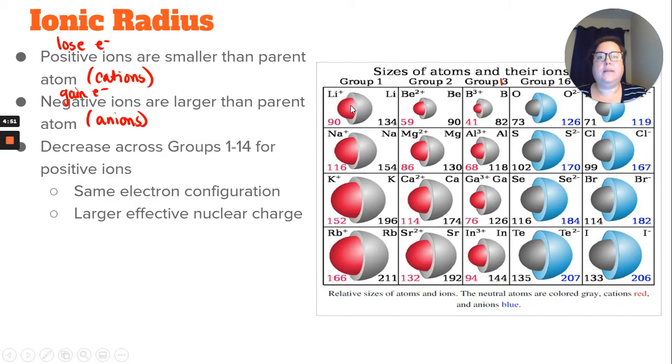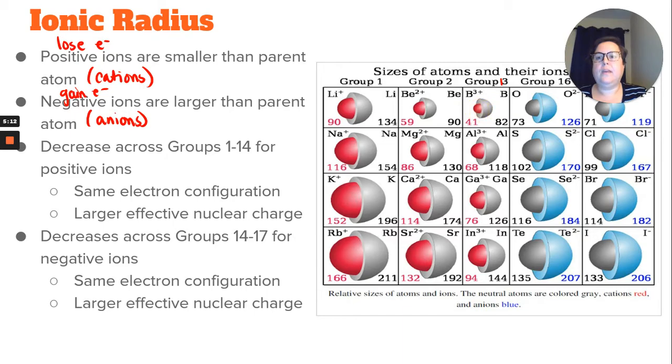Positive ions, if you notice, they're decreasing as you go from groups 1 through 13, and that's because of the larger effective nuclear charge. So boron here has more protons, fewer electrons in ratio, and so it's going to be able to reduce in size even more so than the lithium ion.